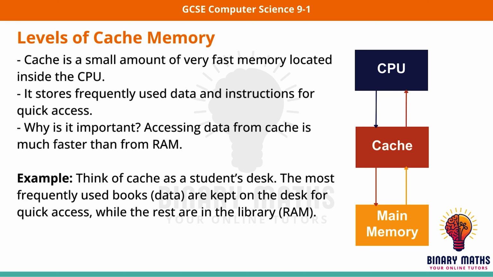Imagine cache as a student's desk. The most frequently used books or data are kept on the desk for quick access, while the rest are in the library or RAM. The closer the data is to the CPU, the faster it can be accessed.